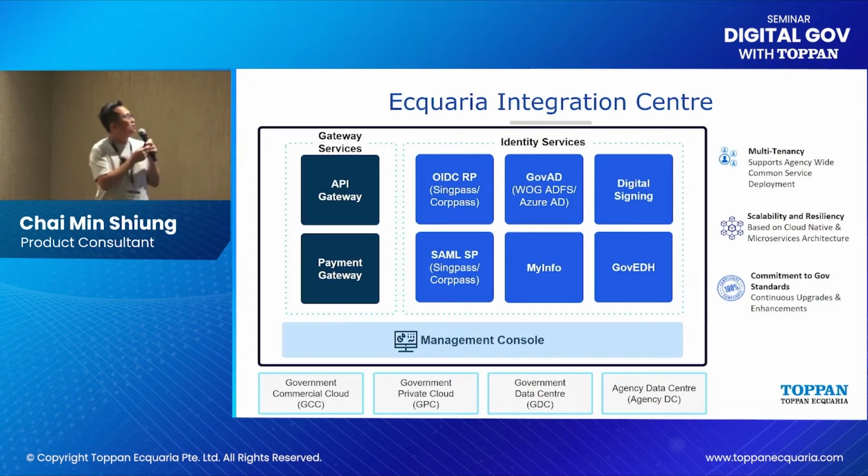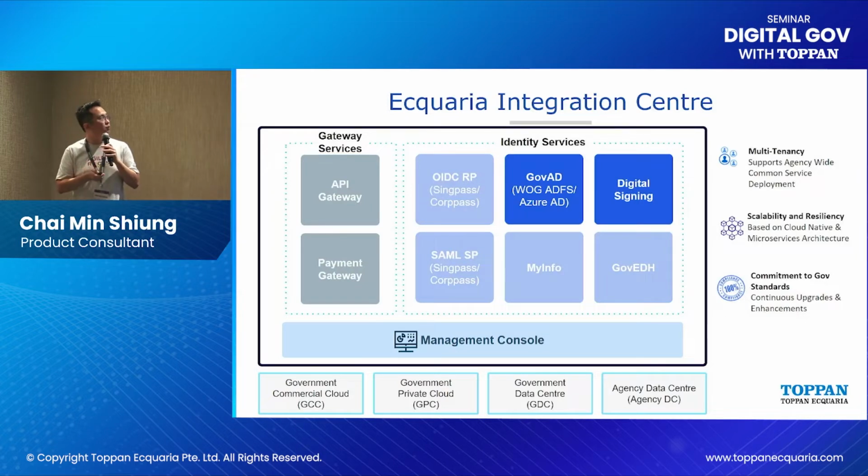What you see here is essentially the EIC products that can help you integrate your government digital services like SingPass, Toppan, MyInfo, GovAD, and Digital Signing. If you have been following us, in these last couple of years, we have beefed up the number of services that we support and to help you in the integration efforts. Namely, just want to highlight for today, we have GovAD as well as Digital Signing.